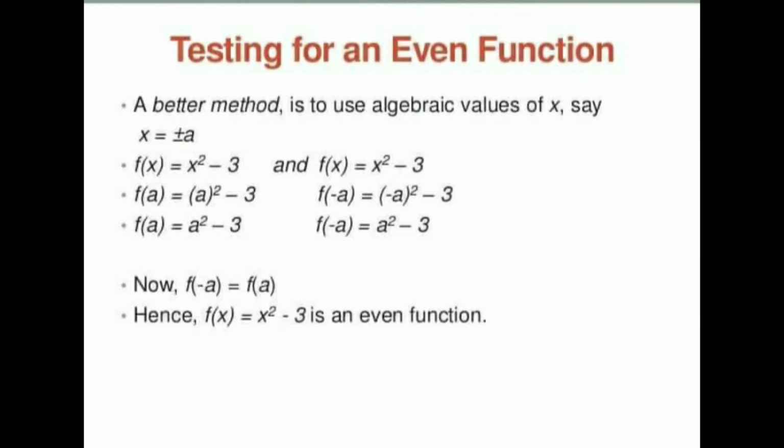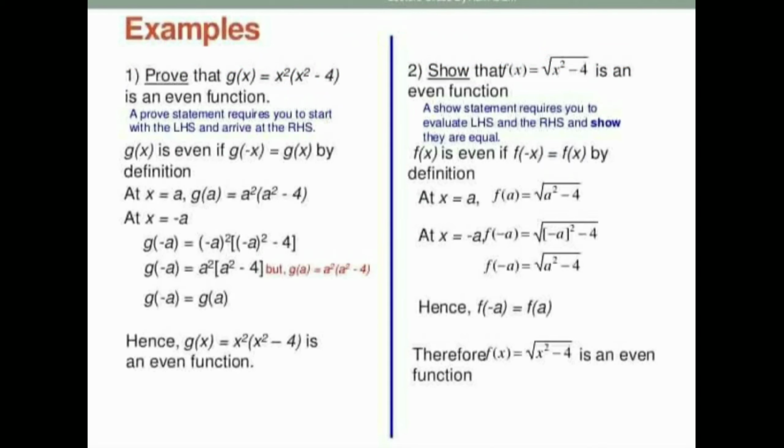Okay, so next example here, prove that this function is an even function. Okay, so a proof statement requires starting with the left hand side and arriving at the right hand side. So first here g(x) is equal to x² multiplied by (x² - 4) is an even function. So g(x) is the given function of x. Okay, and put the value of -x at the point of x. If both values are equal, then we say this is an even function.